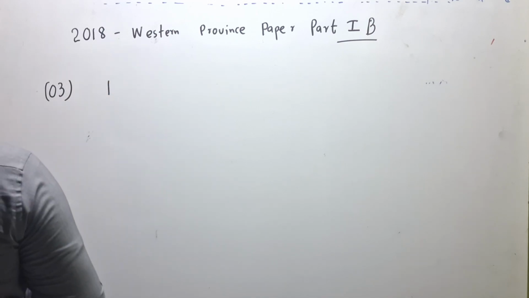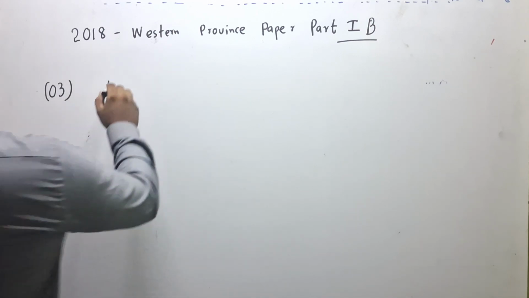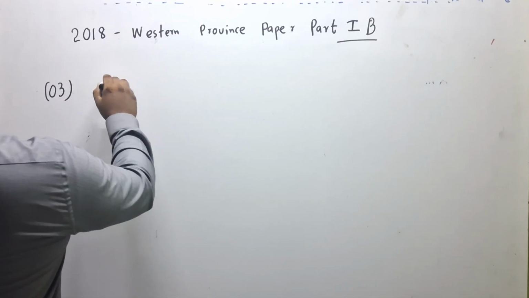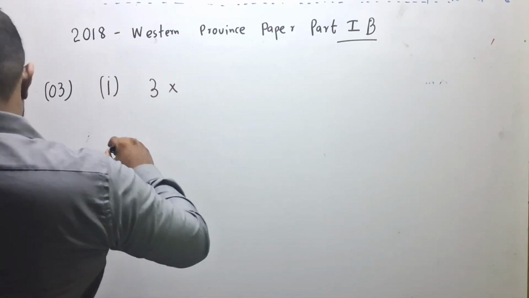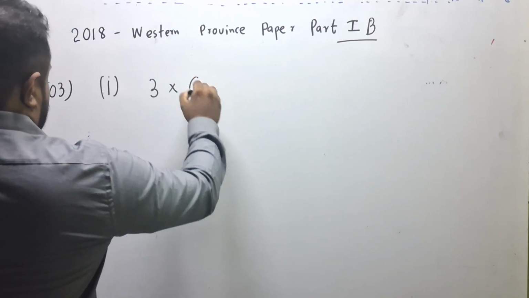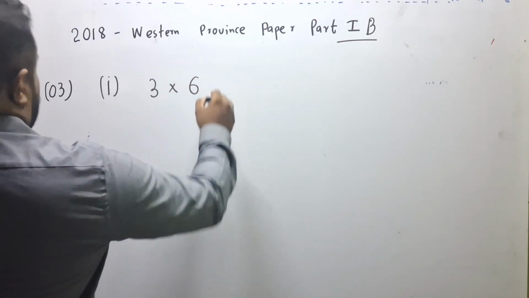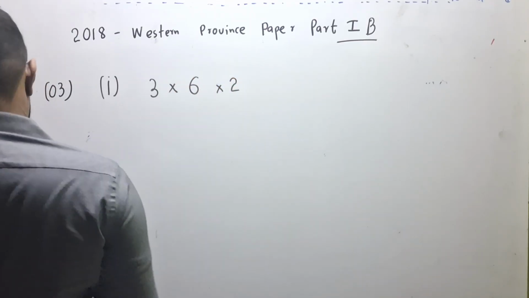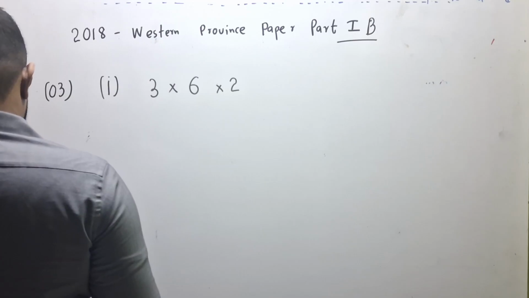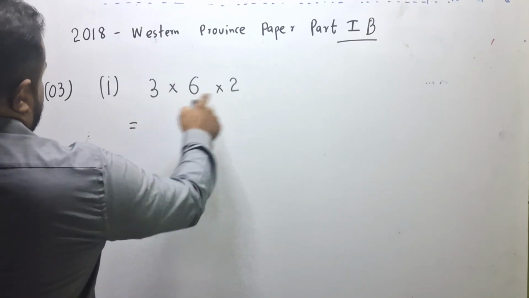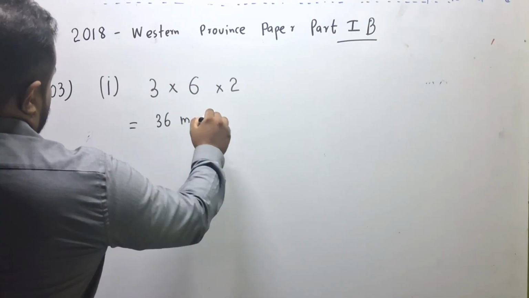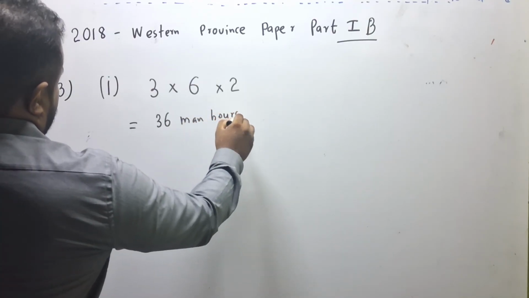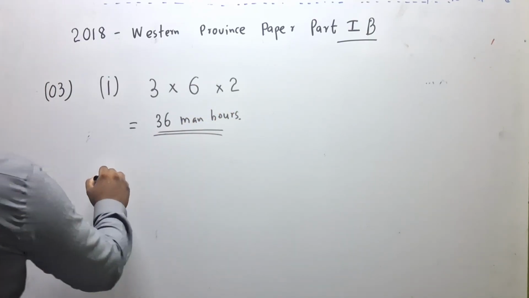Number 1. How many man hours are needed to build this wall? So the answer to question number 1: 3 men work 6 hours per day and take 2 days. So how many man hours? 3 times 6, 18. 18 into 2, 36 man hours. 36 man hours.